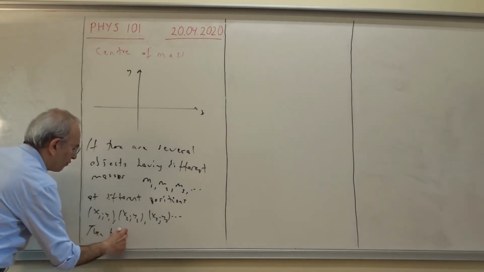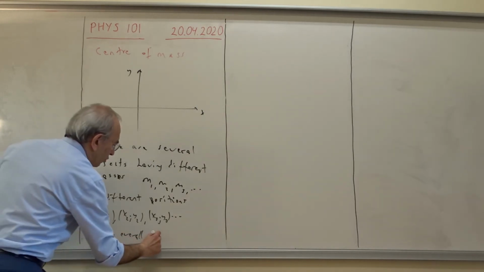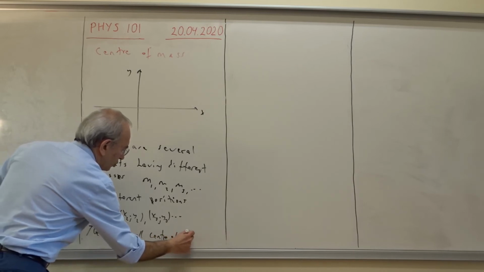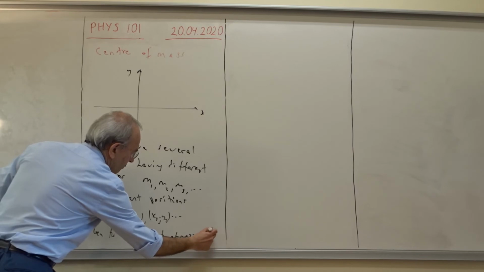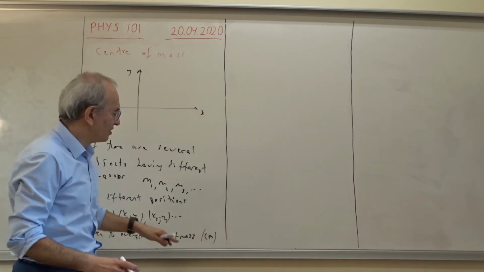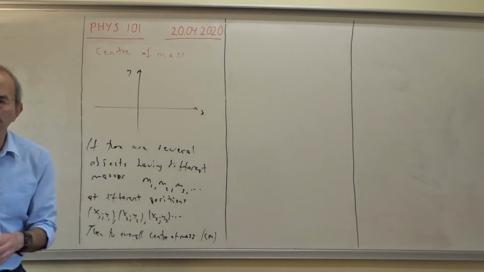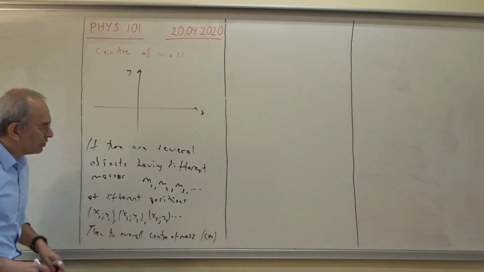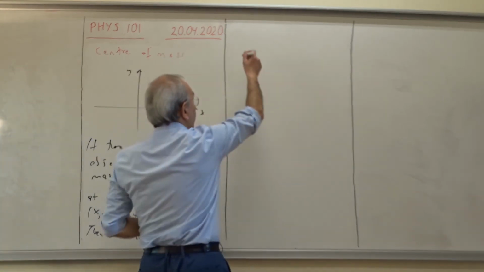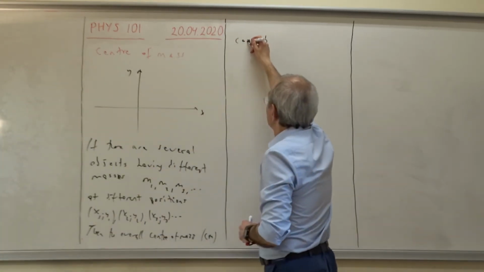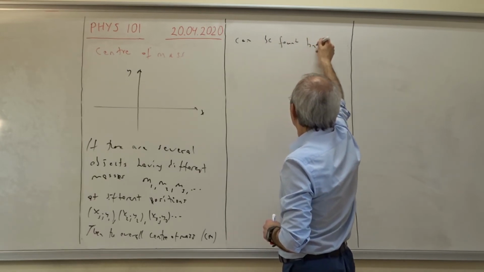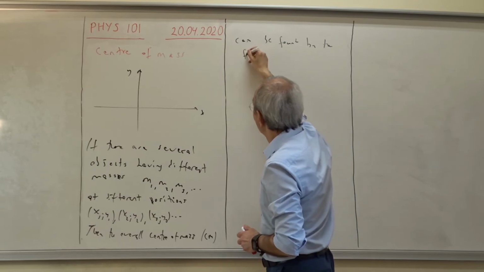Then the overall center of mass, in short, sometimes we use cm. This cm doesn't have anything to do with the centimeter, it is the abbreviation for center of mass. Then the overall center of mass can be found by the formula.